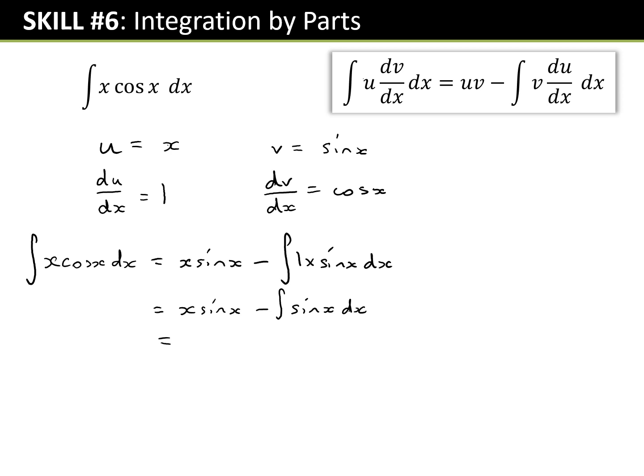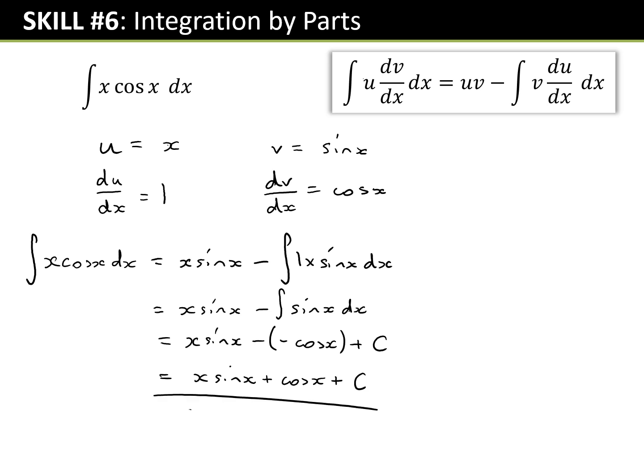This integral is relatively straightforward, isn't it? The integral of sin x. So x sin x, take away sin x integrated. When you integrate sine, it changes sign, so this will become minus cos x. Then we need a plus c on the end because we've integrated. So our answer is x sin x, minus and a minus makes a plus, cos x plus c. And there's our answer.